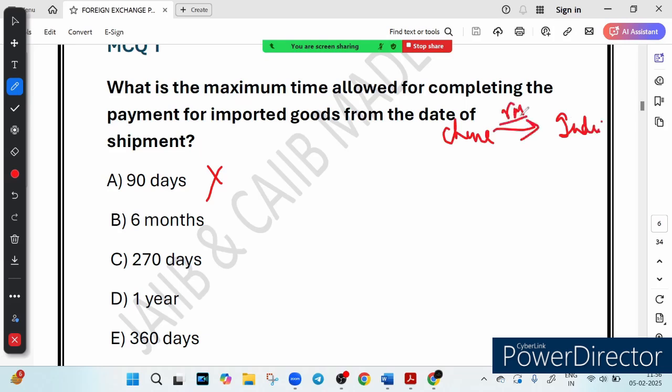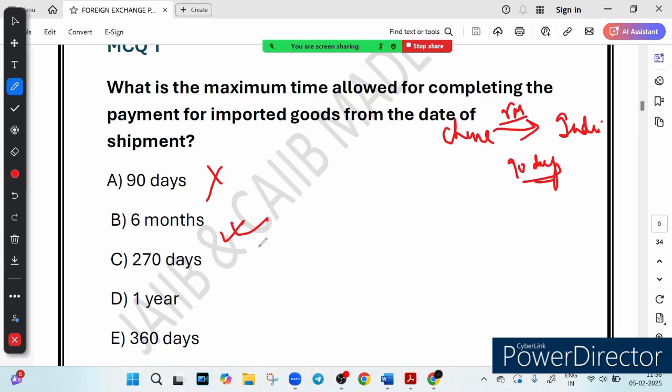And their agreement states payment is due within 90 days, right? So they must pay within that time. So the standard payment time is longer. Now option B says 6 months. Yes, as per RBI and FEMA guidelines, the importer must complete the payment within 6 months from the shipment date. This ensures timely international trade settlement.